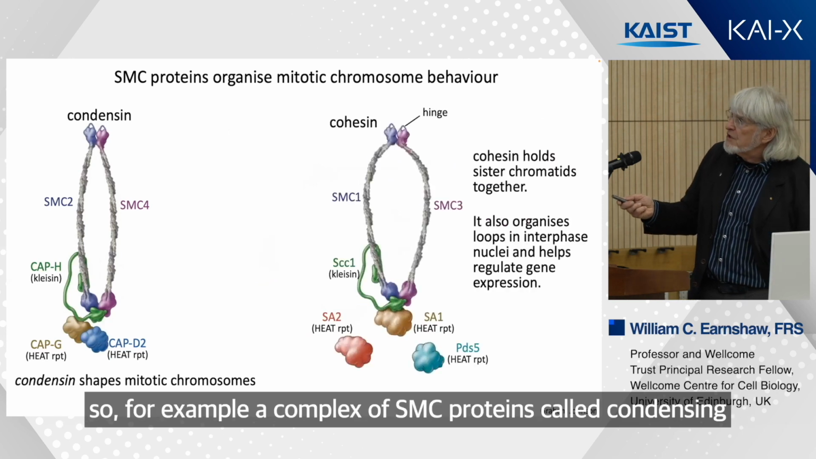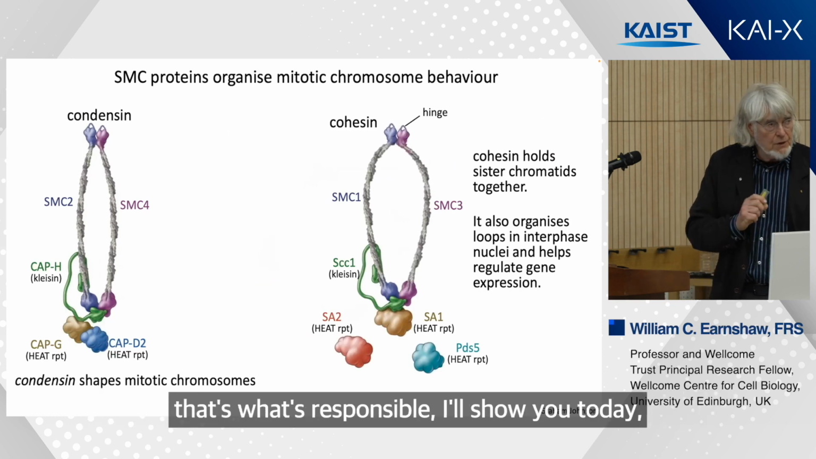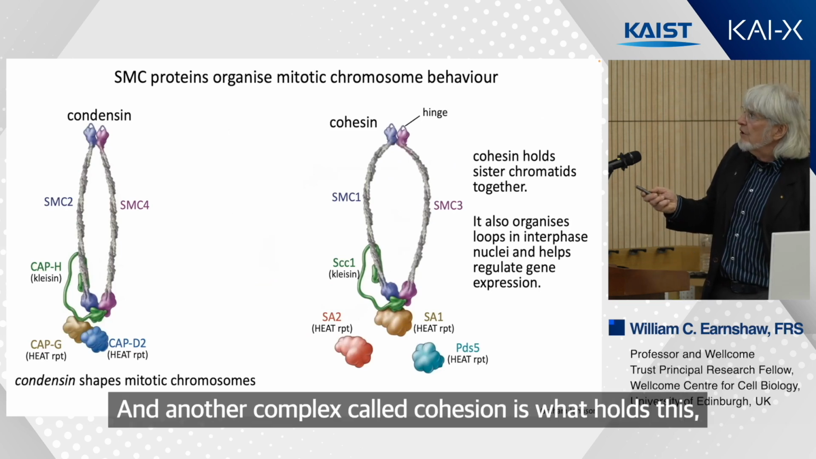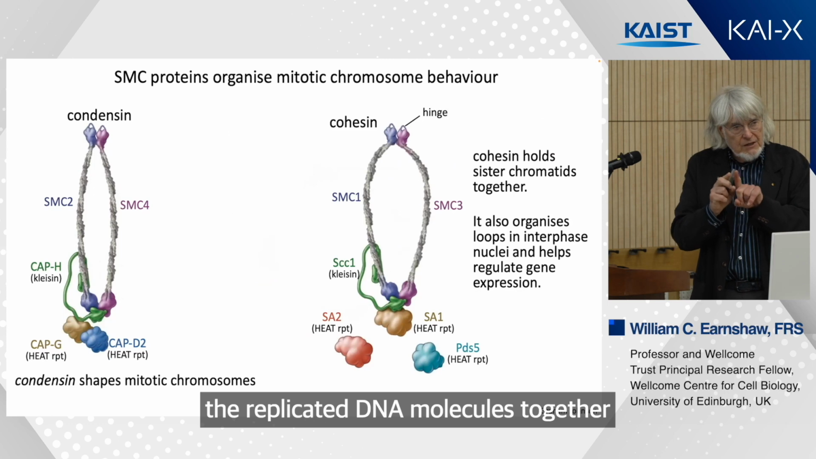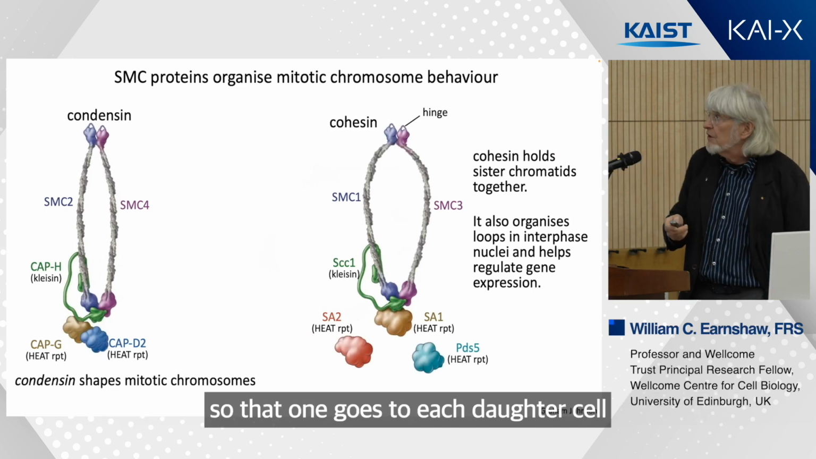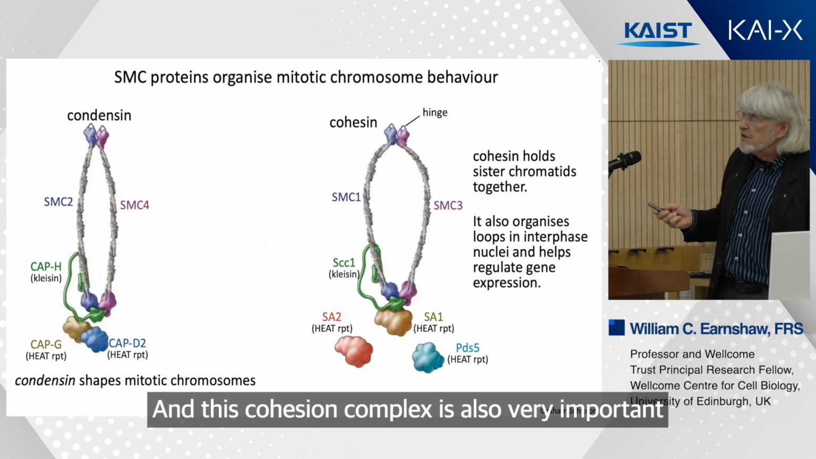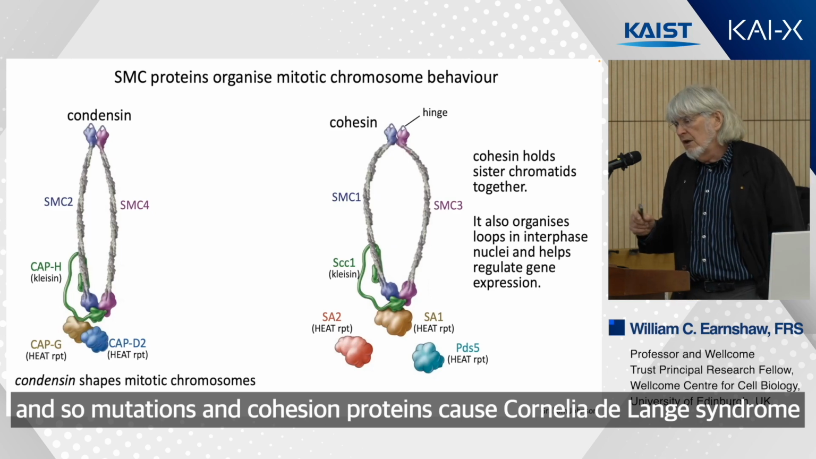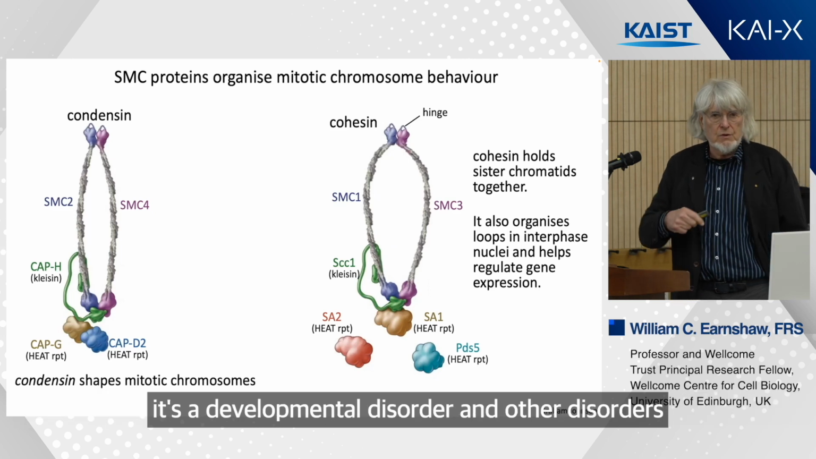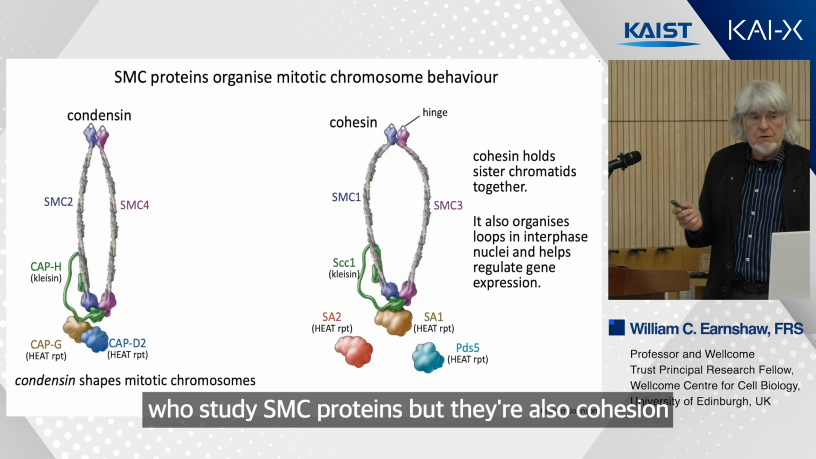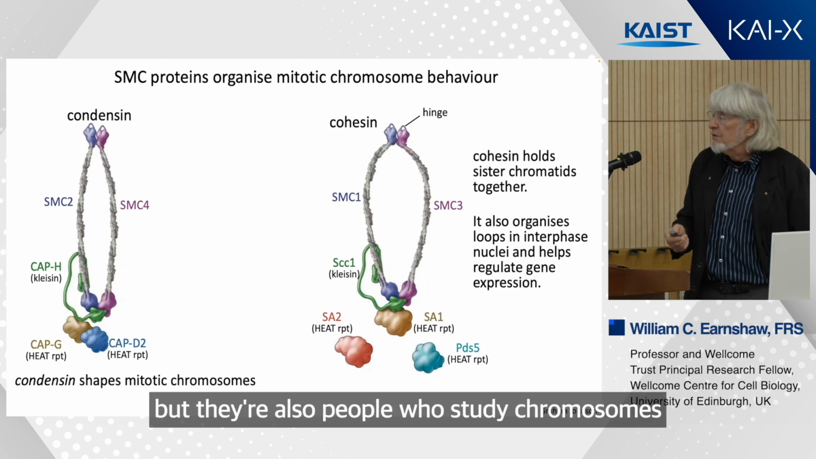For example, a complex of SMC proteins called condensin, that's what's responsible, I'll show you today, for shaping mitotic chromosomes. And another complex called cohesin is what holds the replicated DNA molecules together so that when the cell divides, each replicated DNA molecule splits so that one goes to each daughter cell. This cohesin complex is also very important in organizing loops in interphase. Mutations in cohesin proteins cause Cornelia de Lange syndrome, a developmental disorder, and other disorders. So there are many people who study gene expression who study SMC proteins, including cohesin, but there are also people who study chromosomes.